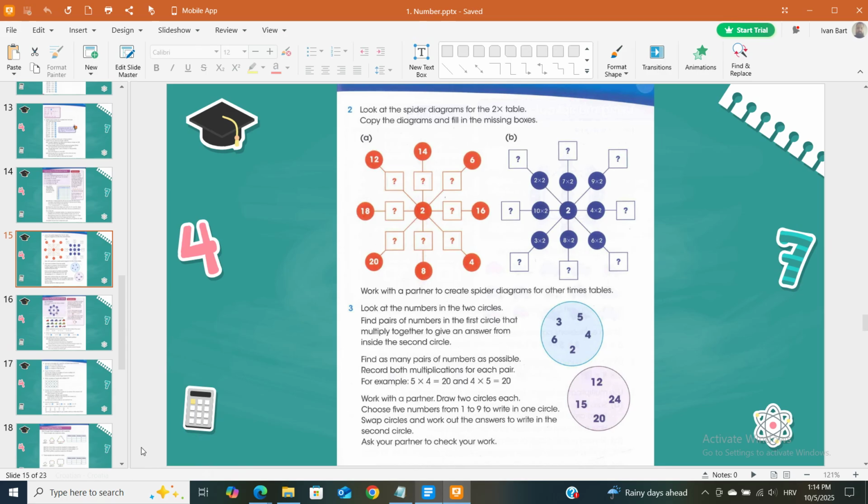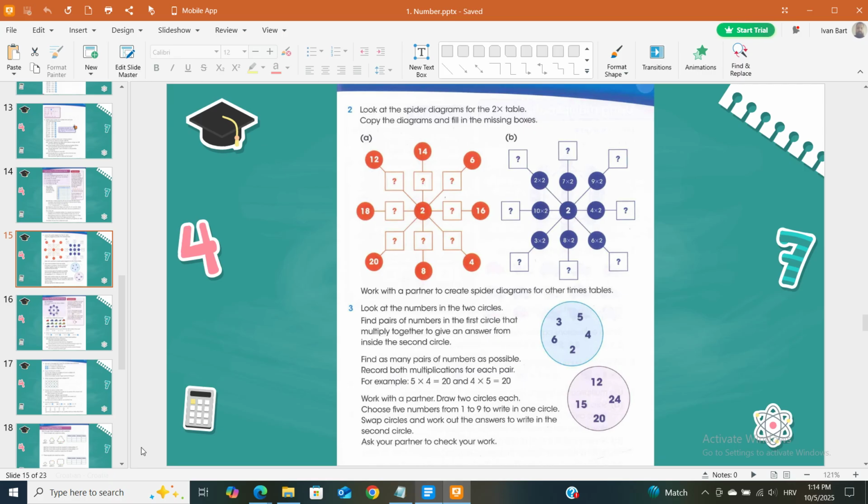24, question mark. 8, question mark. 2x2. 7 times 2. 9 times 2. Question mark. 2. 10 times 2. 2. 4x2. Question mark. 3 times 2. 8x2. 6 by 2. Question mark. Question mark. Work with a partner to create spider diagrams for other times tables.